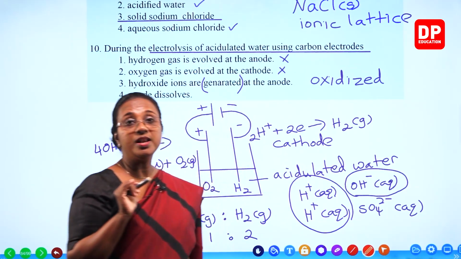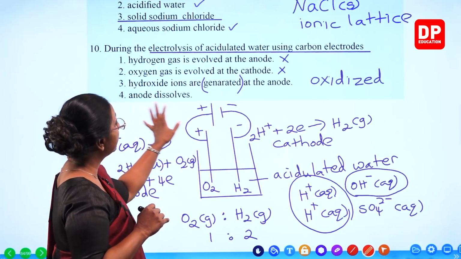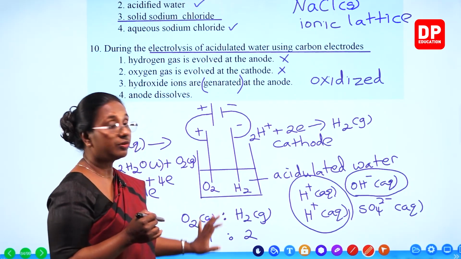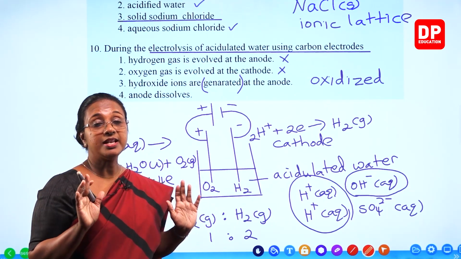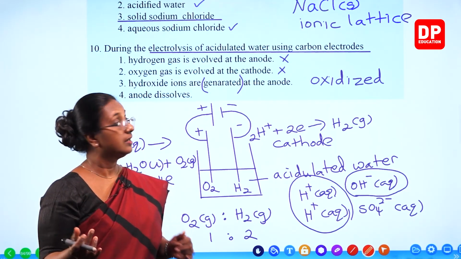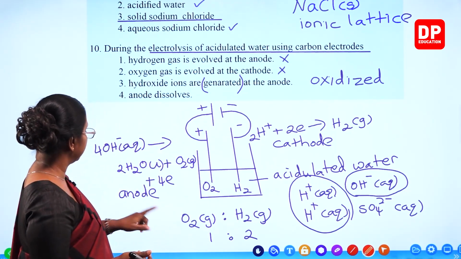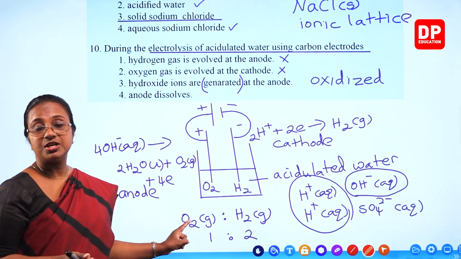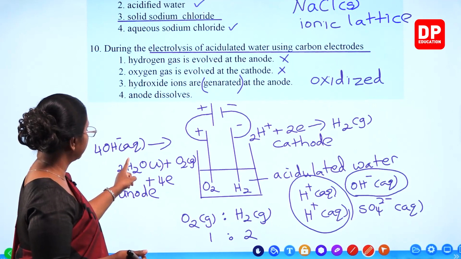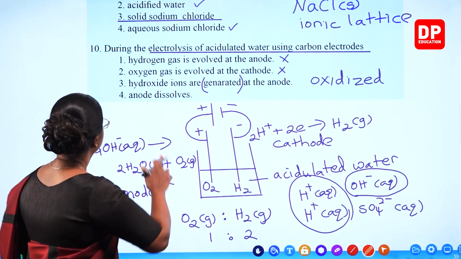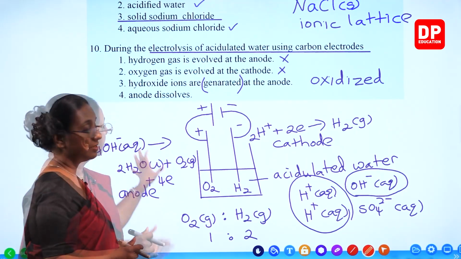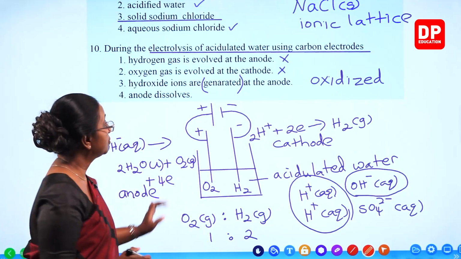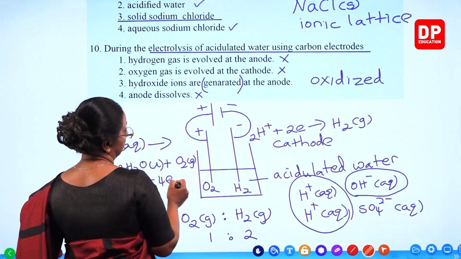Now there is a small printing error, students. Because of that, there is no answer for this question. In this electrolytic cell, hydroxide ions are not generated. They are actually oxidized at the anode. This is of course correct. You can see this is oxidation at the anode where OH minus ions are oxidized. So then anode dissolves. Nothing like that happens in this electrolytic cell. So that is also incorrect.